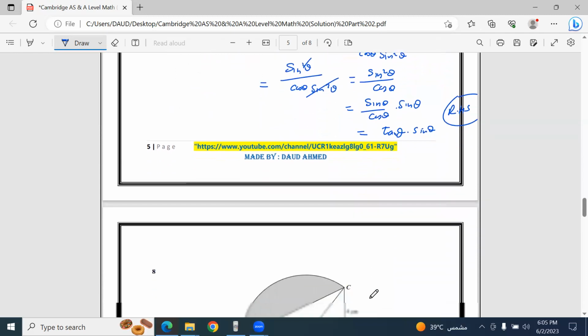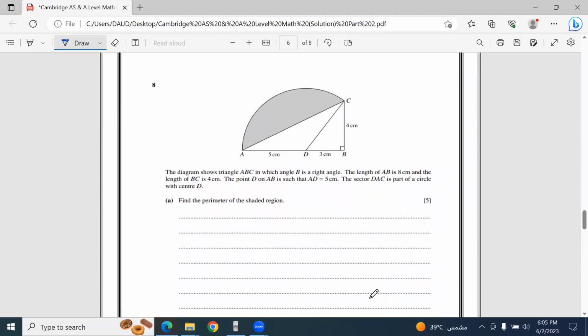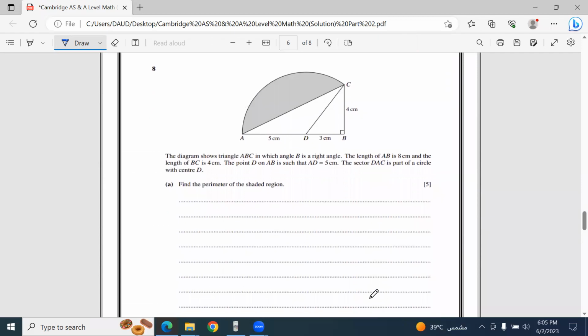Next question. Question 8 is about the diagram that shows triangle ABC in which angle B is a right angle. The length of AB is 8 centimeters and the length of BC is 4 centimeters. The point D on AB is such that AD is equal to 5. The sector DAC is a part of a circle. So remember that DAC represents a sector of a circle, so it means this must be 5.